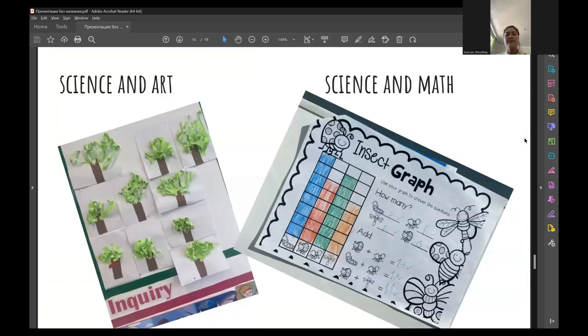Also, you can join your science to maths lessons. For example, at that time we were learning picture graphs, and I found this incredible, beautiful worksheet about insects. There were kinds of insects: ladybugs, butterflies, dragonflies, grasshoppers, and caterpillars, and it was so much fun.